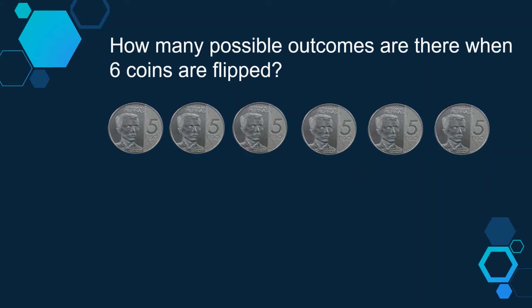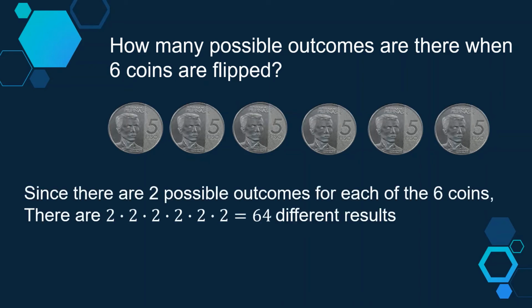na beses. Kasi nga sa first coin meron siyang 2 outcomes, sa second coin 2 outcomes din, sa third coin 2 outcomes, sa next coin is 2 outcomes, and then fifth coin is 2 outcomes, and the sixth coin is 2 outcomes. So ang gagawin lang natin, imumultiply natin ng 6 na beses yung 2 by itself. So meron kang 2 times 2 times 2 times 2 times 2 times 2, and that is equal to 64. So meaning, there are 64 possible outcomes when 6 coins are flipped.